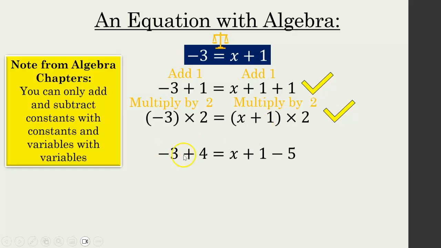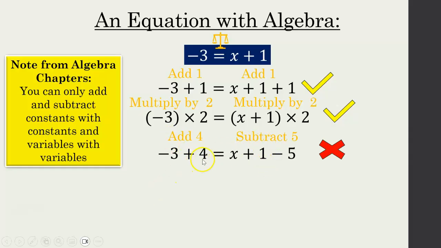What about this? Minus 3 plus 4 is equal to x plus 1 minus 5. Well, what did I do? I added 4 on this side. So what's the difference between minus 3 and here? Well, I added 4. What's the difference between this side and this side? Well, I subtracted 5. So did I do the same thing on the left-hand side and the right-hand side? No. So this would be an imbalance, and this is no longer an equation.